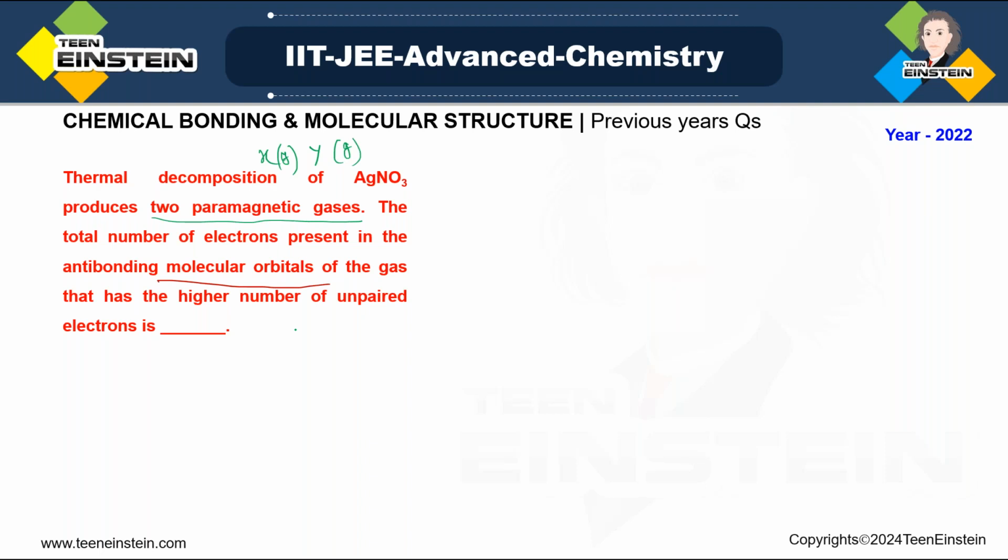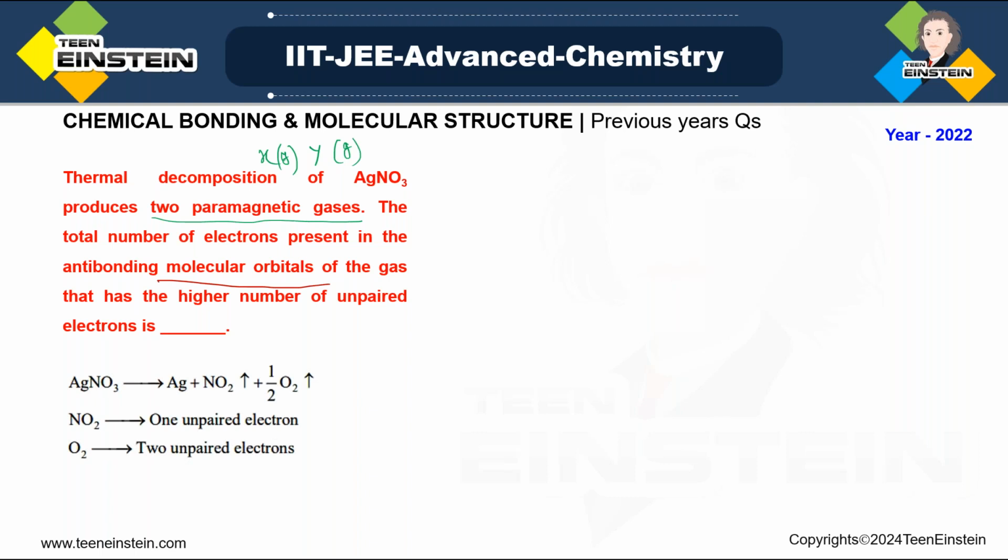Step 1 is what is the decomposition product of silver nitrate. That you have to know, because if you do not know the product of decomposition, how will we solve the next steps? So when AgNO3 is decomposed, there is formation of gases X and Y. The second step is, among X and Y, you have to choose which one has the higher number of unpaired electrons. Step 3, you have to draw the MO diagram and count the total electrons in the antibonding MO.